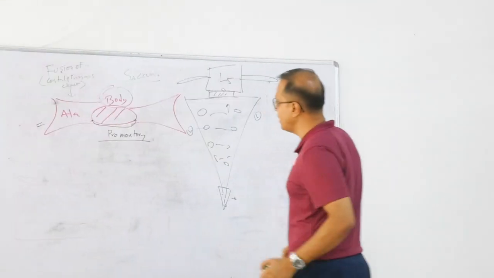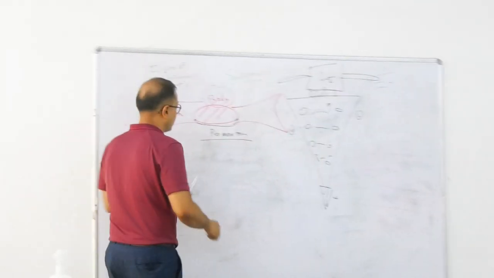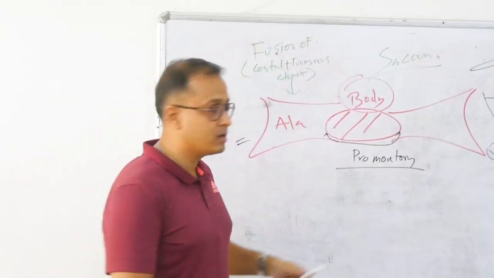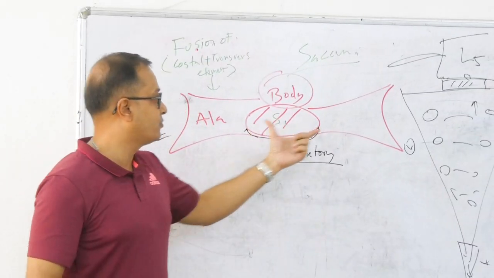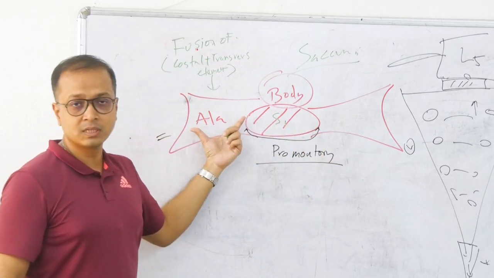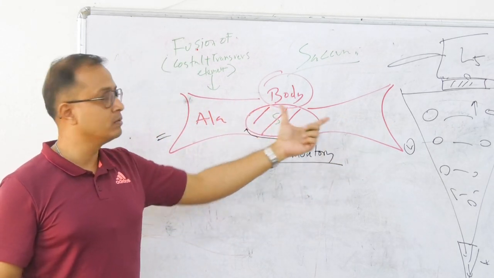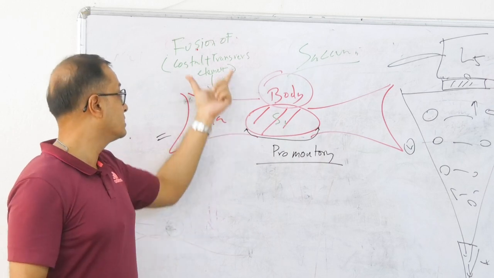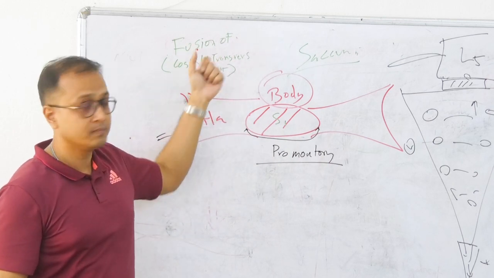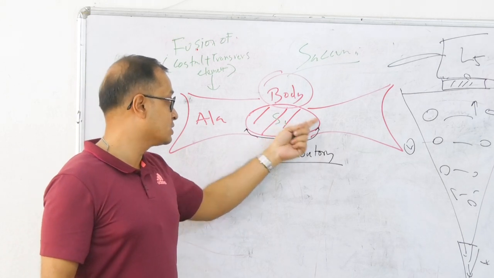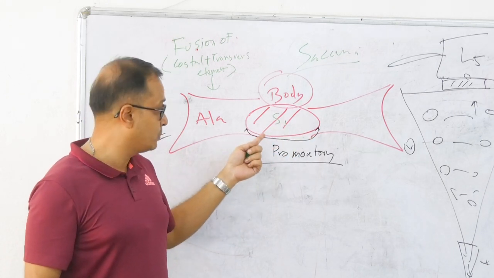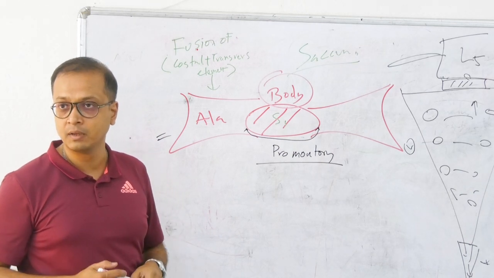So this particular upper end has two features. It has a body, centrally you can see the body of S1, and the transversely projected part, which looks like a wing. Ala means wing. It's present on the right side and left side. These wings are formed by the costal transverse process fusion. Right? And the anterior border of this S1, superiorly, has a special name, we call this the promontory. This is a feature you have to remember in the case of the sacrum. Alright? So this is about the upper end or the base.